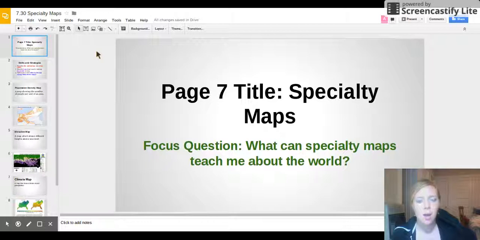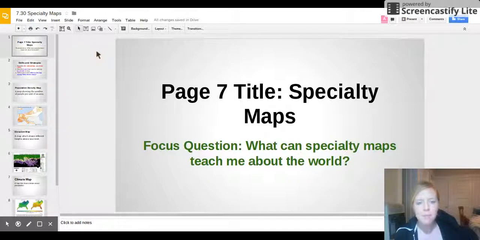Today we're going to talk a little bit about something called specialty maps. So I would like you to take notes on page 7 and title your page Specialty Maps. Our focus question for today is, what can specialty maps teach me about the world?